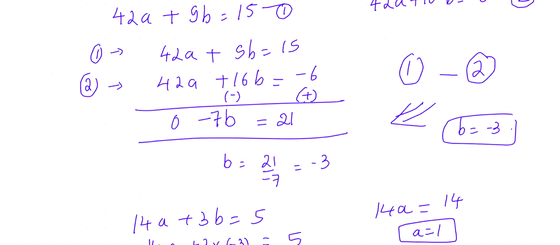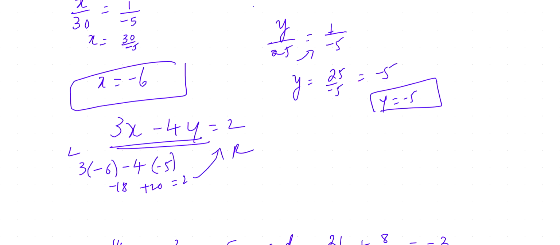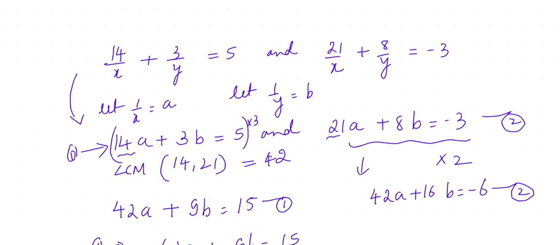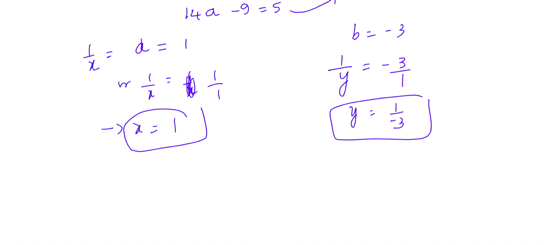Finally, we solve for x and y. We first had to modify. We had to rewrite 1 by x as a, 1 by y as b, solve for a and b, and then back substitute. Don't forget to back substitute because we cannot solve for a and b. We have to solve for x and y. We are solving for x and y here, and that's what is needed. Okay. So I hope these two techniques have been clear to you so far.